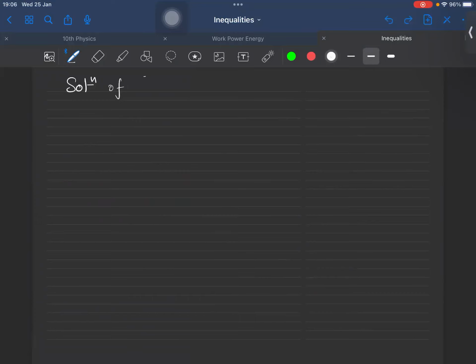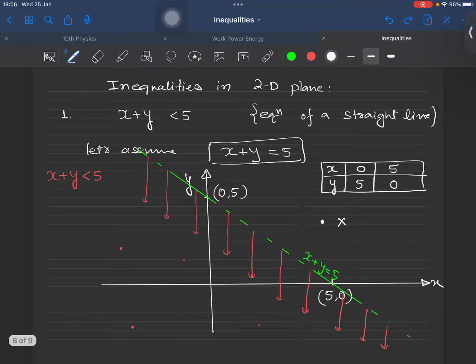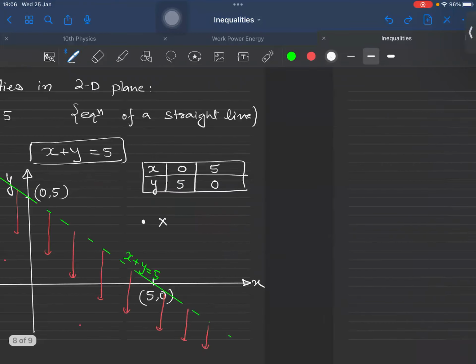Now, if you have understood this part, that means you can solve any problem of exercise 6.2, any problem at all. Understood? So if the equality sign is not there, you will draw a dotted line. If there is an equality sign, you will draw a solid line.